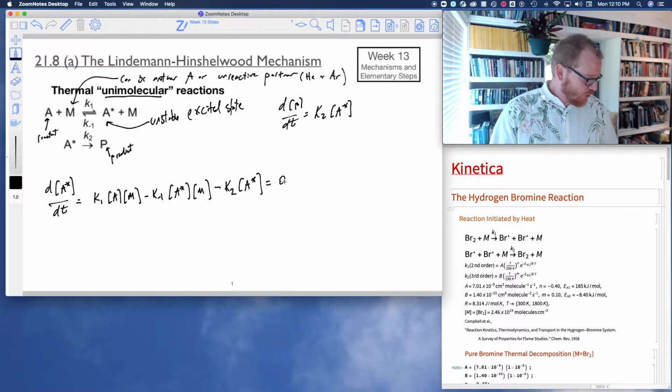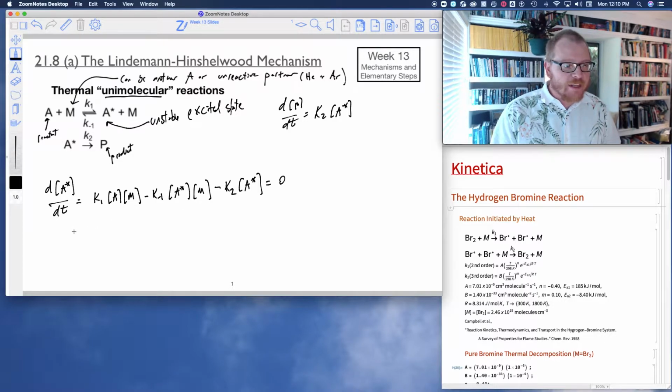Now doing some algebra and solving for the A star concentration, we come up with the following. All I'm going to do is just solve for A star.